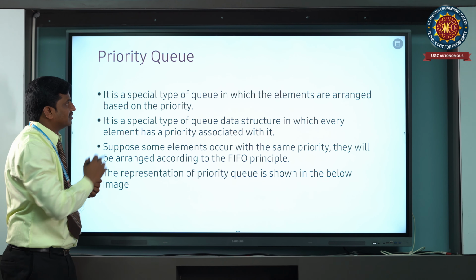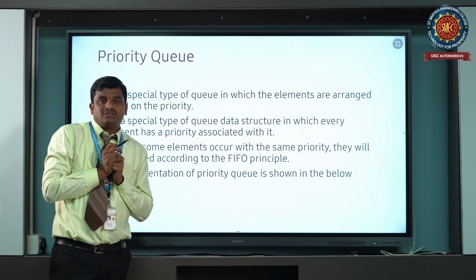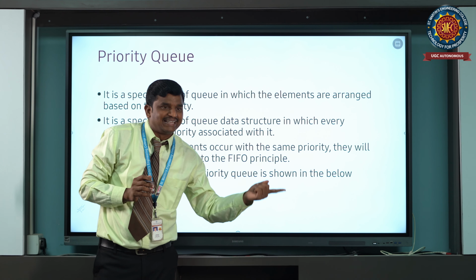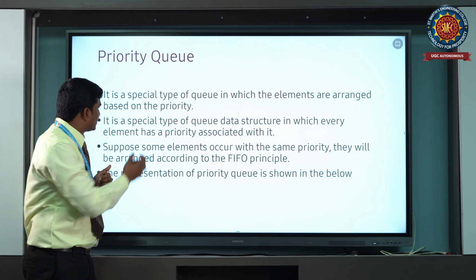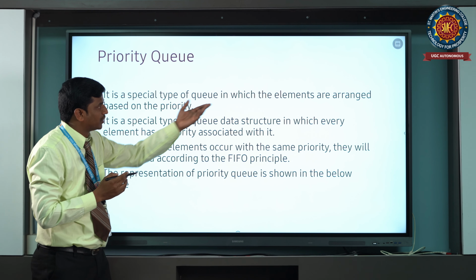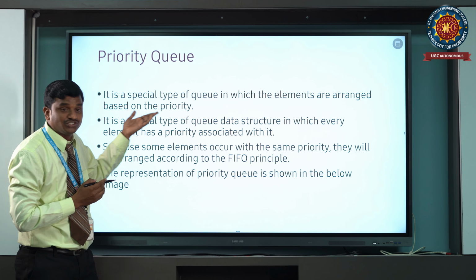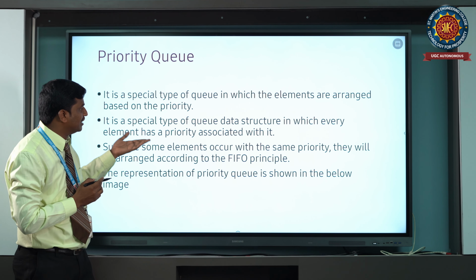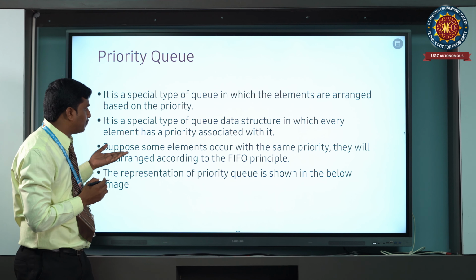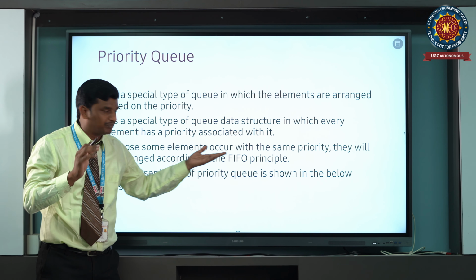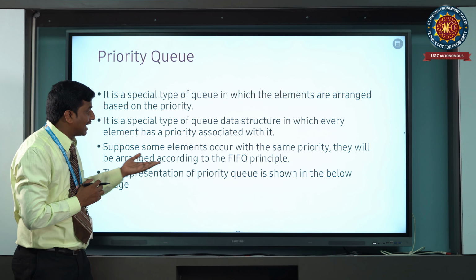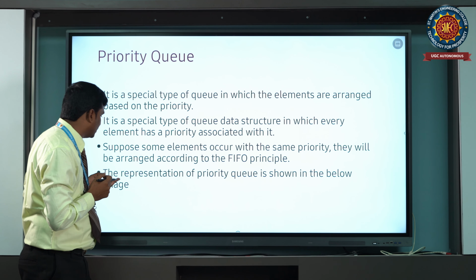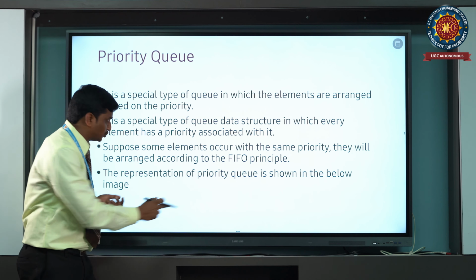Next, priority queue. Based on the priority, it is classified into two types: ascending and descending. It is a special type of queue in which elements are arranged based on the priority. It is a special type of queue data structure where elements are priority associated. Suppose some elements occur with the same priority, then they will be arranged according to the FIFO principle, first in, first out. The representation of the priority queue is shown below.